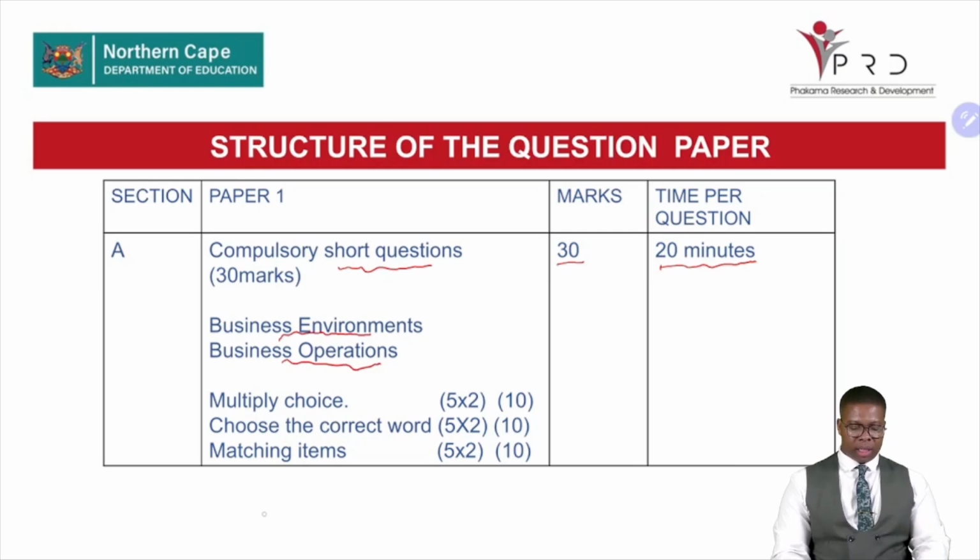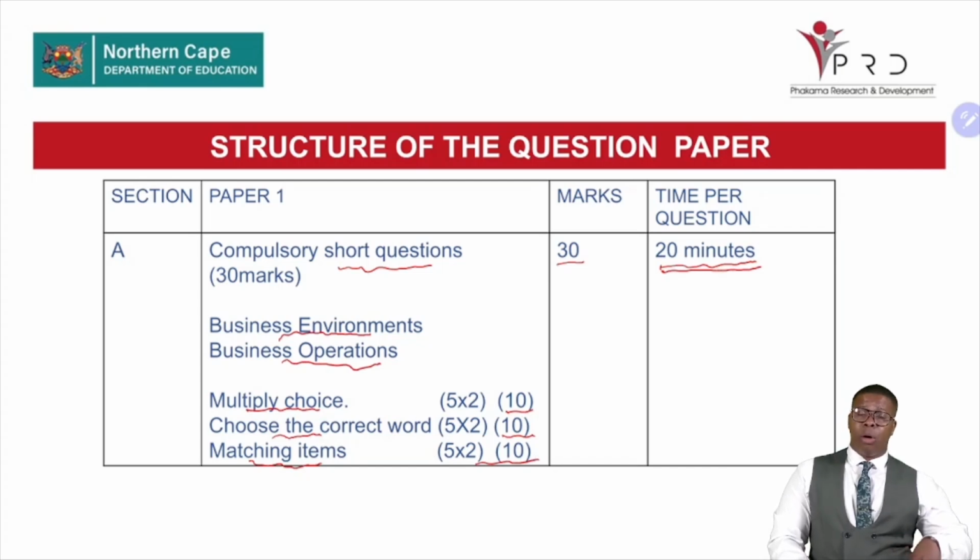And then remember that in your question 1, you will be assessed on multiple choice, which will be allocated 10 marks, choosing the correct word in the list, which will be allocated 10 marks, and matching items, which will refer to matching column A and B for 10 marks as well. And remember, the time you should spend here is 20 minutes. These are normally more of low order questions because these are one-word answers, and you will be using your letter A, B, C, and D depending on the type of question.